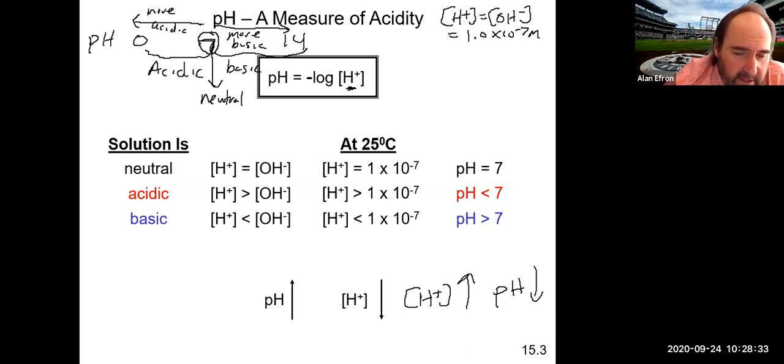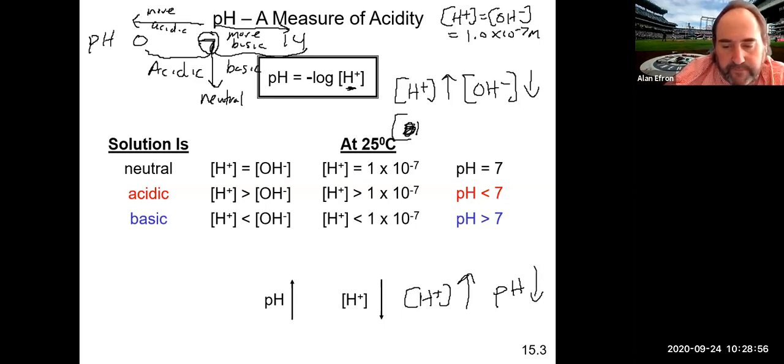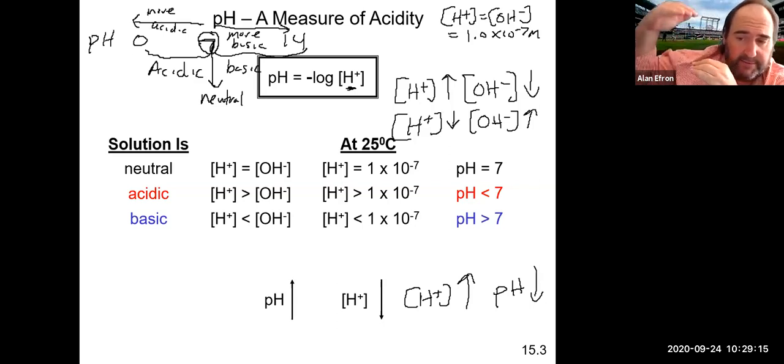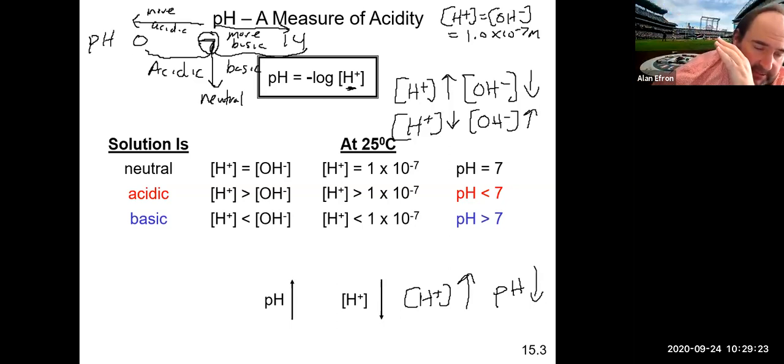And this is really based off of that KW relationship. The relationship between H plus and OH minus is an opposite relationship. So as one goes up, the other goes down. As the H plus concentration increases, the OH minus concentration decreases. And as the H plus concentration decreases, the OH minus concentration increases. So they basically go opposites of each other. And that's how we know whether we have an acidic or basic solution: as the H plus goes up, the OH minus goes down. So there's a lot more H plus floating around, which would make the solution acidic, and vice versa. If OH minus goes up versus the H plus, there's a lot more OH minus in that solution, which would make it basic.